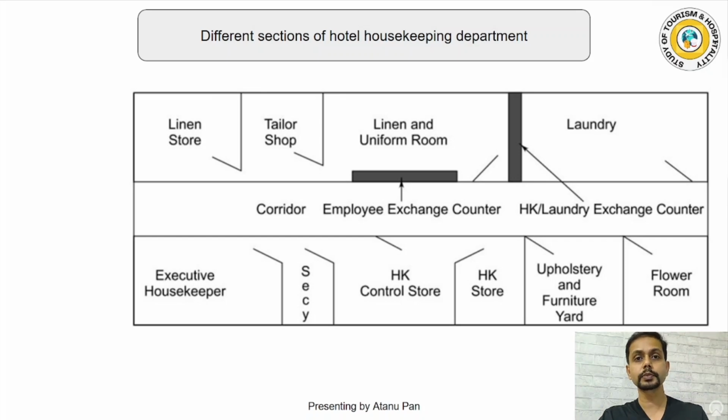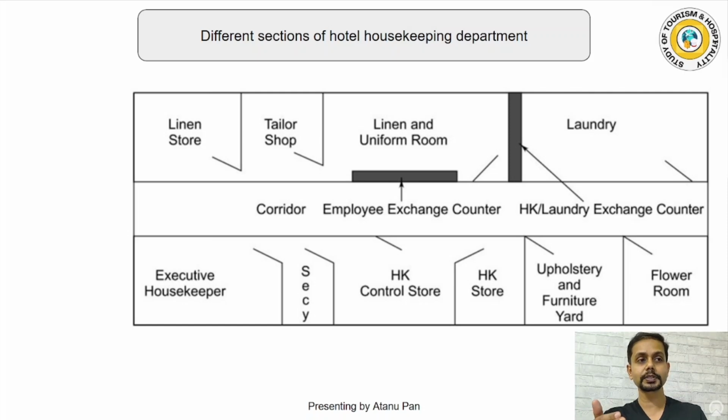What happens when the florist comes with the flower? They make the arrangement and they place it, all right. But for making that flower arrangement, the florist needs a space, and especially an air conditioned room where the flower will remain fresh. So that's why the flower room must be there in the housekeeping department of any hotel, all right. So it's clear about the different sections which are mentioned in the bottom side.